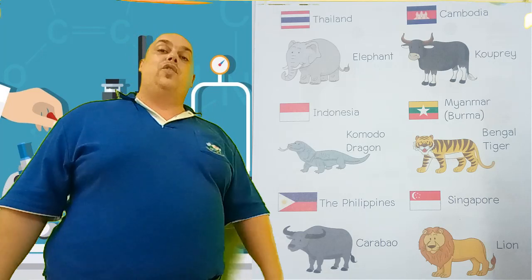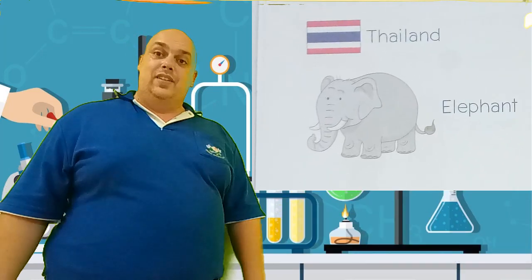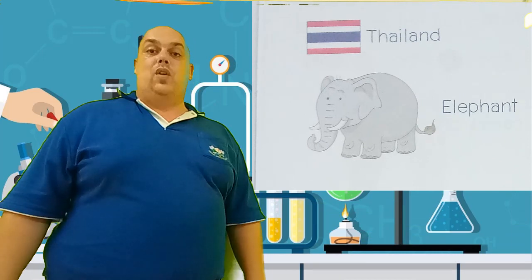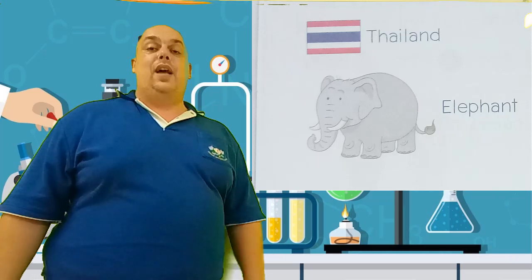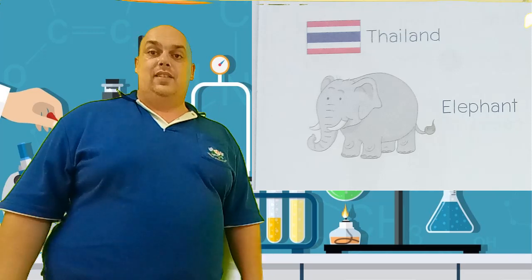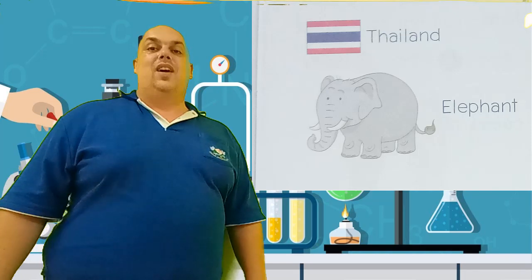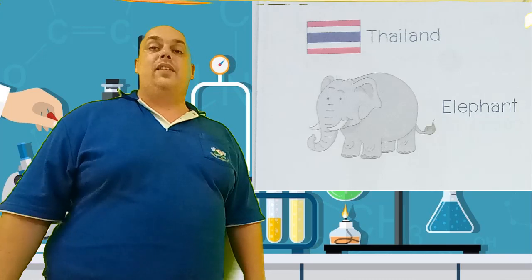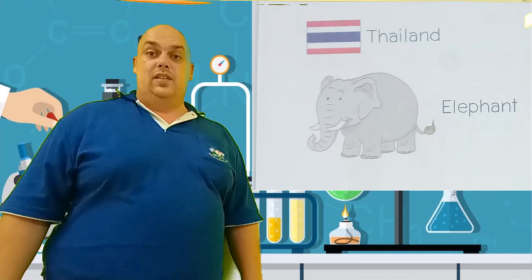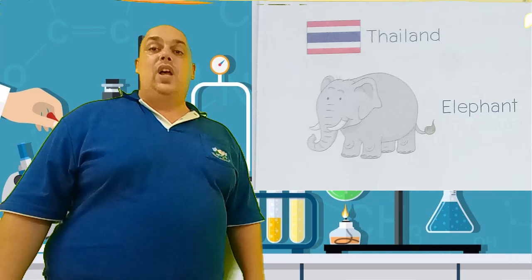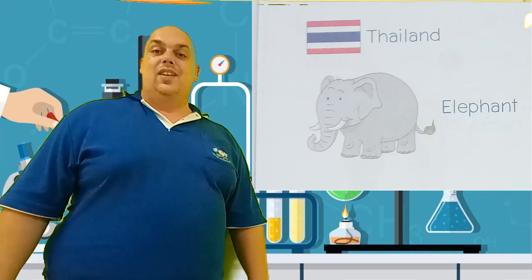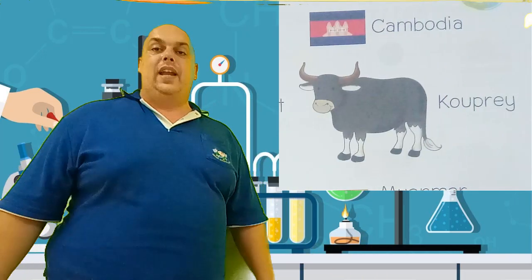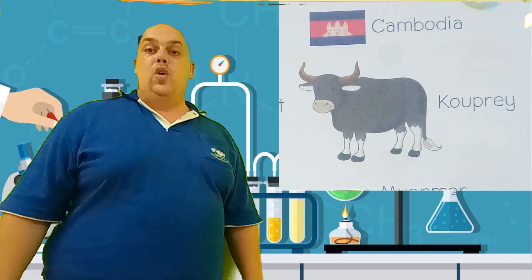All right, so the first country is Thailand. And what is the national animal of Thailand? It is the elephant. Okay, repeat after me. Thailand. One more time. Thailand. Okay, good job. Next is elephant. Elephant. Elephant. Okay, good job.